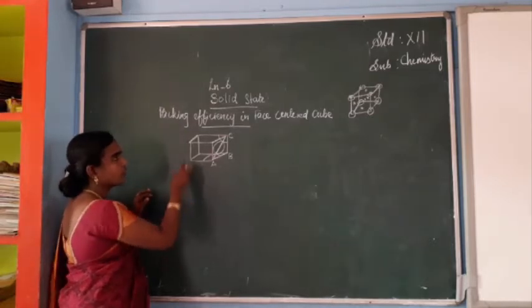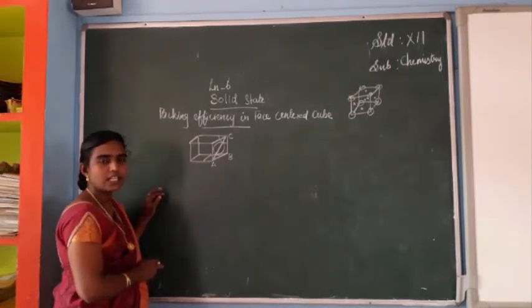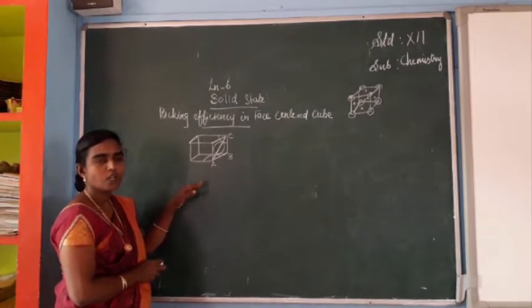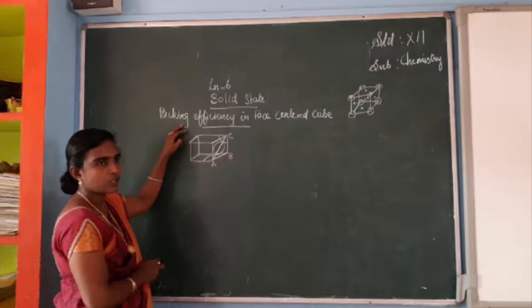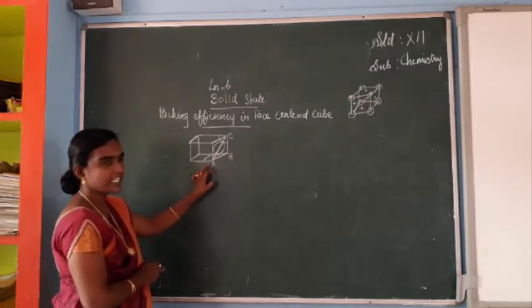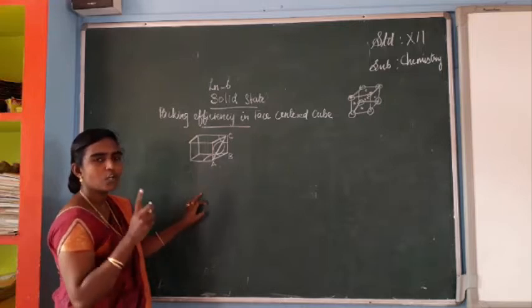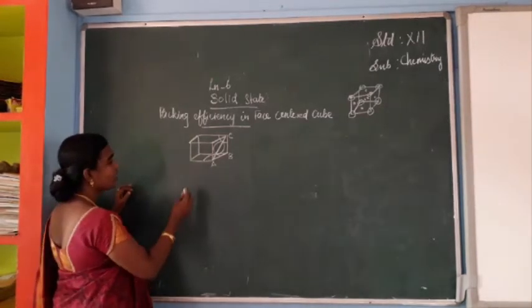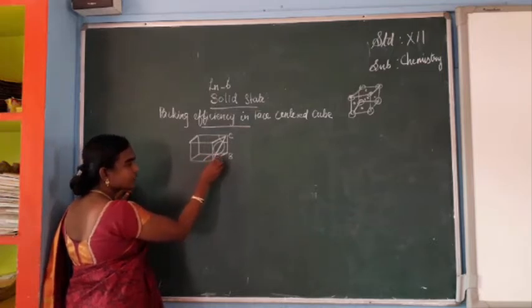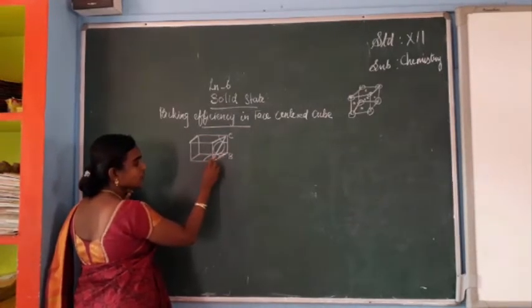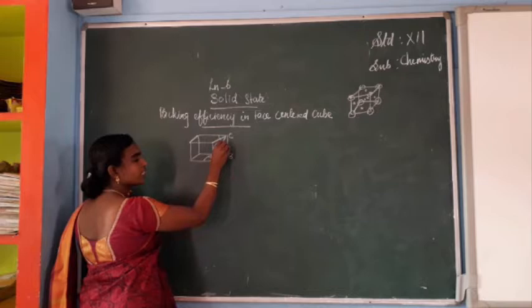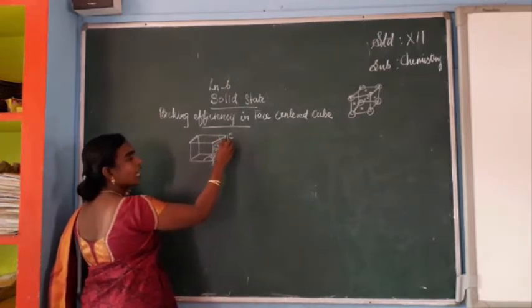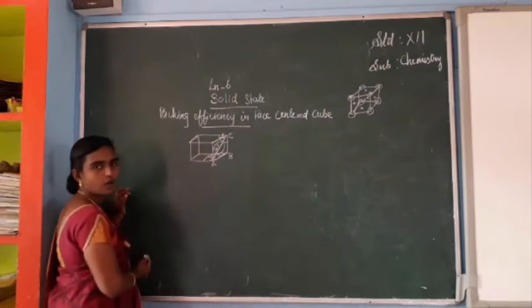For calculating packing efficiency, total volume of spheres occupied in unit cell divided by volume of unit cell, into 100, will give packing efficiency. First we have to find out the radius value, then we can substitute in the volume of one sphere. How can we find the radius? This length we take as R, from here to here the distance is R, and from here to here the distance is 2R, and from here to here the distance is R.